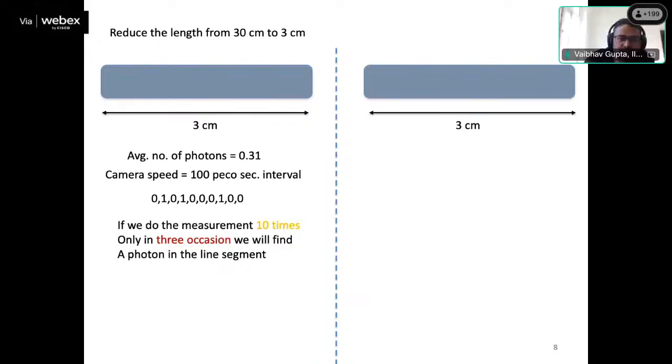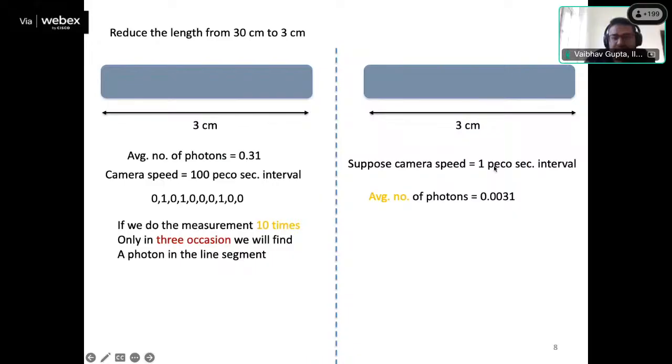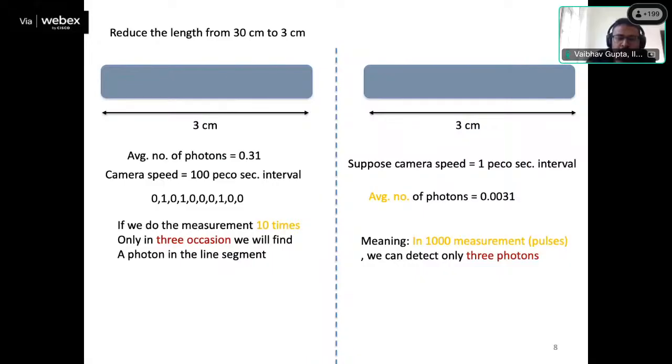Let's take one more example. Again, I kept everything same, but I increased the speed of the camera, how fast it can take pictures. Now it's taking 1 picosecond. And let's say average number of photon is now 0.031. What does it mean? It means that out of 1,000 measurements, so 1,000 pulses are coming, and you are able to detect photons only in 3 pulses.